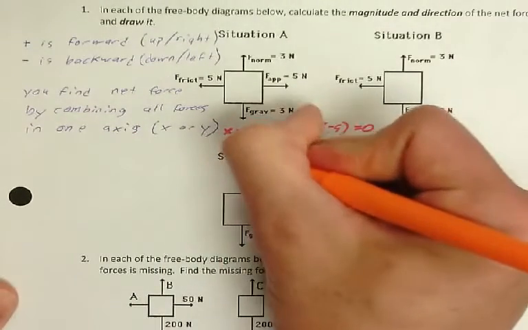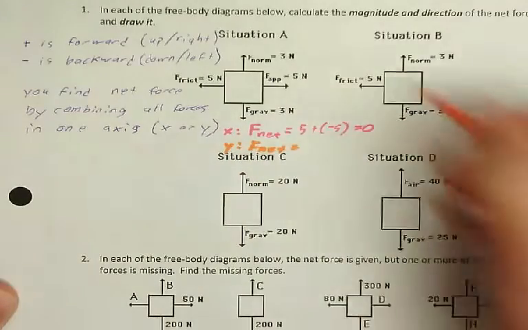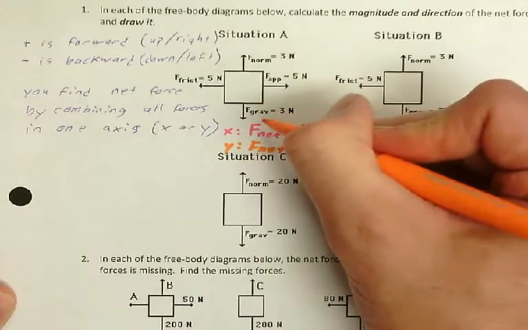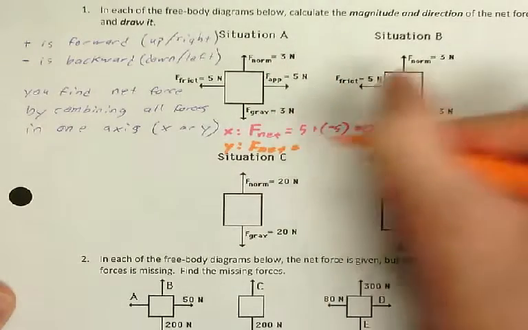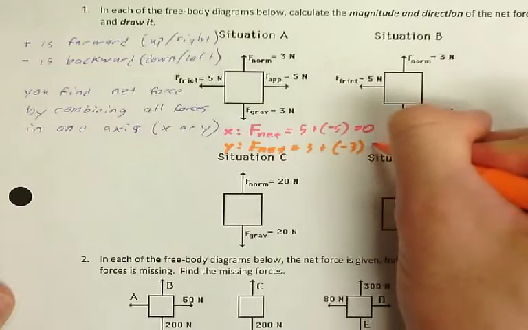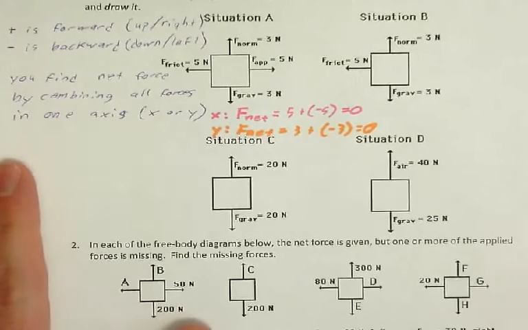In the y direction, I do the same thing. F net equals all the forces in the up, 3, plus negative all the forces in the down, 3. So 3 plus negative 3 equals 0. And there's your net force. That's all you're doing for situations A, B, C, and D. Just finding the net force, figuring out what the total value is. That's it.